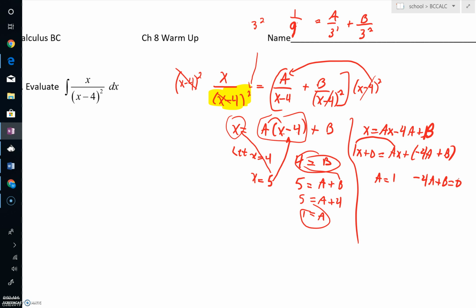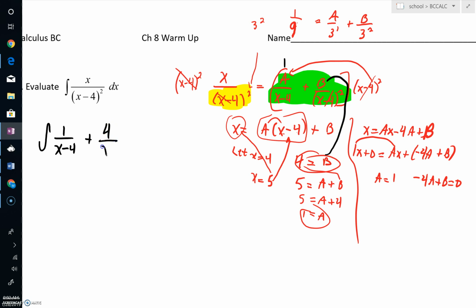So what I want to show you, though, is that what you've just found is what a and b are. So in green here, imagine that you're revisiting. Your a, which is a 1, you'd get 1 all over x minus 4. And your b, you found to equal a 4, so we'd have plus 4 all over x minus 4 squared.